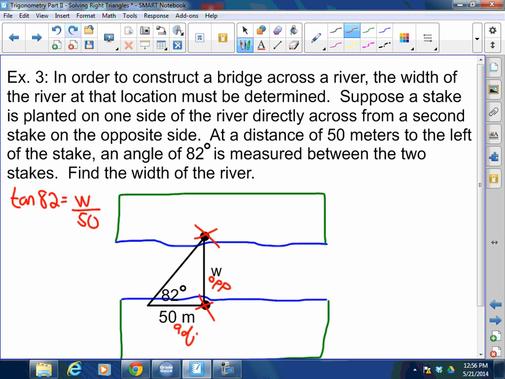Would you guys kindly create that math problem on your calculator and do it? Tangent of 82 times 50. That's exactly right. W equals 355.77 meters. Remember, there are about 3.3 feet in every meter. So if I multiply that times 3.3 roughly, we're talking 1,174 feet.